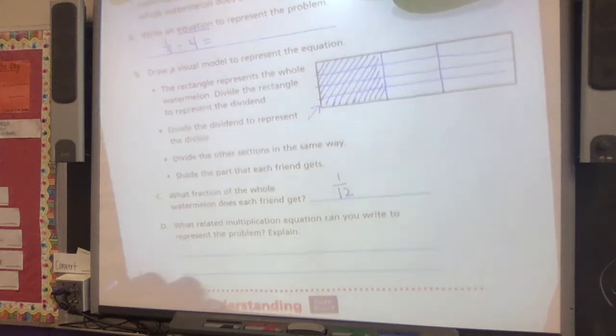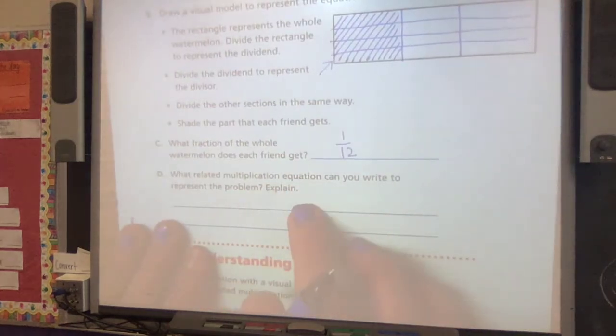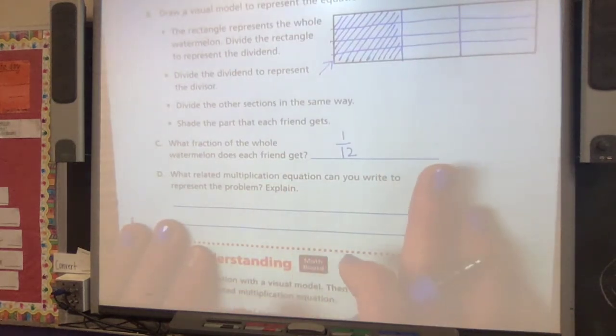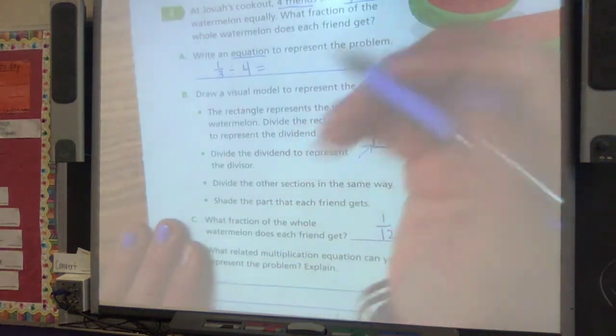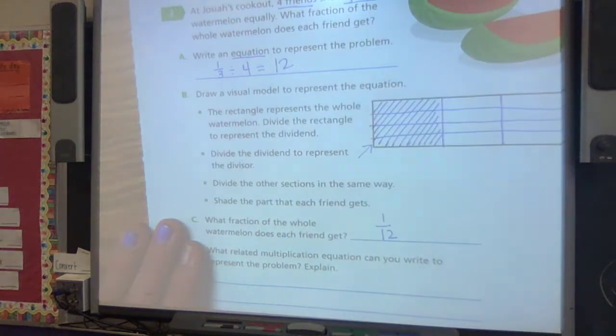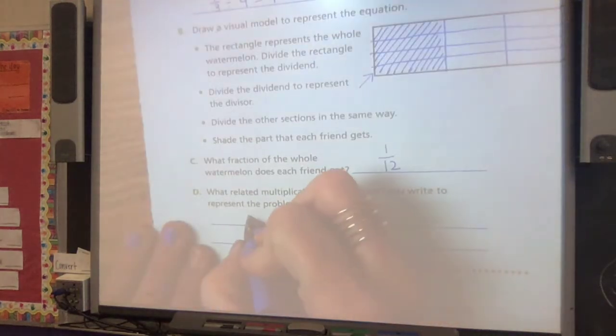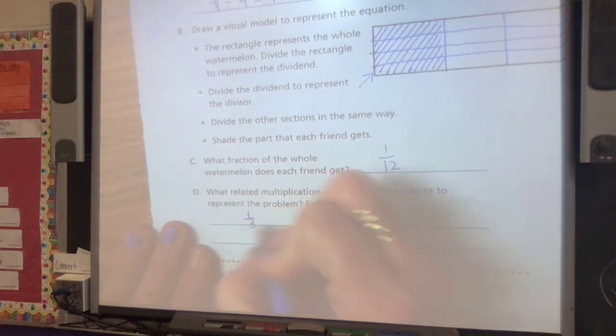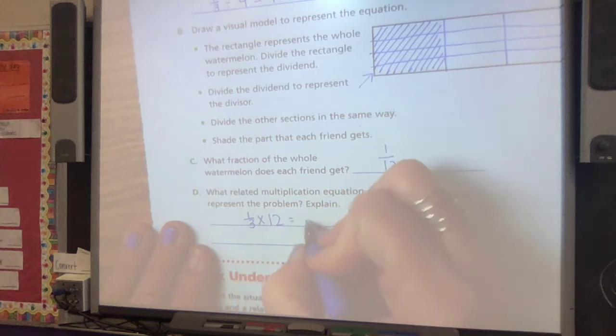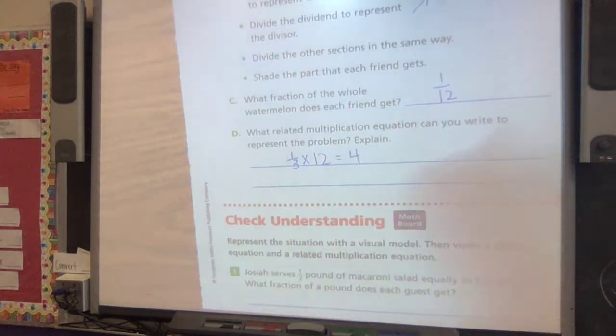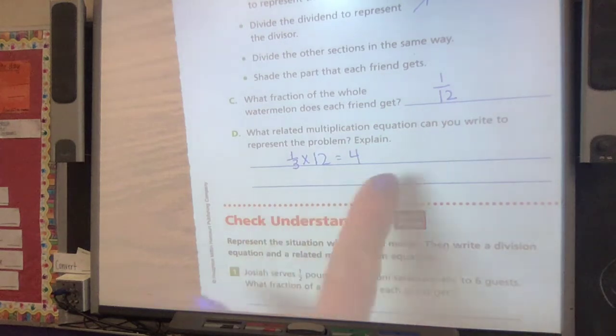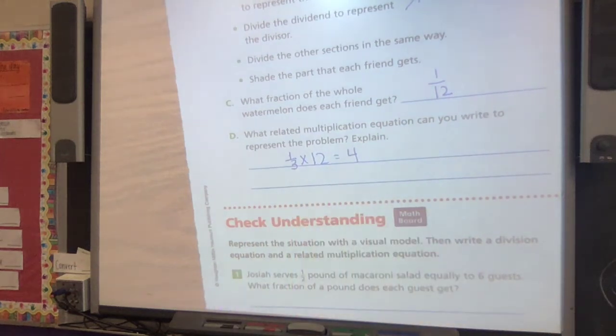Now let's think about a multiplication equation we could write that matches that. So if 1/3 divided by 4 equals 1/12, we could say that 1/12 times 4 would be 1/3. Or counting thirds: 1/3, 2/3, 3/3. How many thirds would it take to make 4? It's going to take 12 of those.